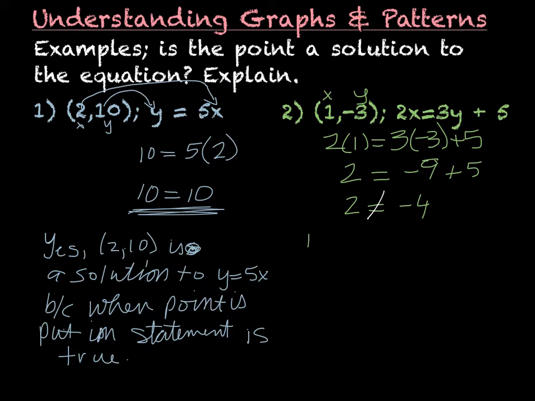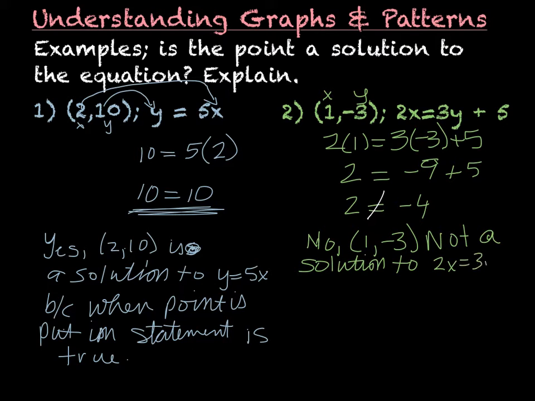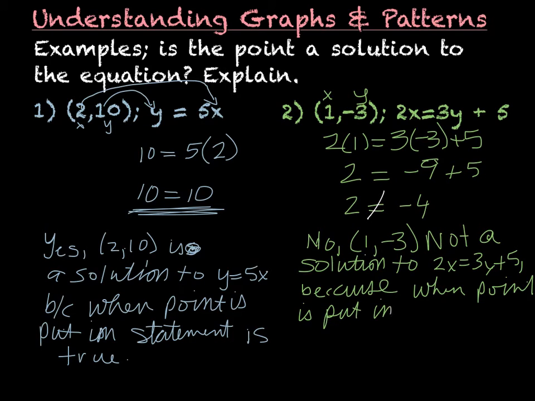So because of this, no, the point (1, negative 3) is not a solution to the equation 2x equals 3y plus 5. And this is because when you put in the point, this statement is false. So therefore it's not true, not a solution.